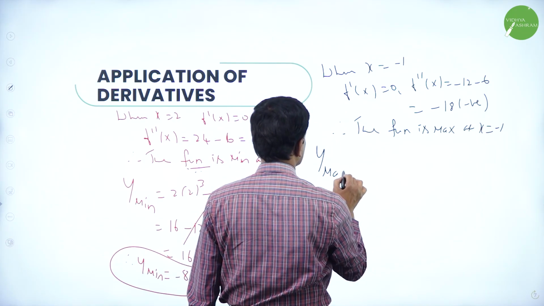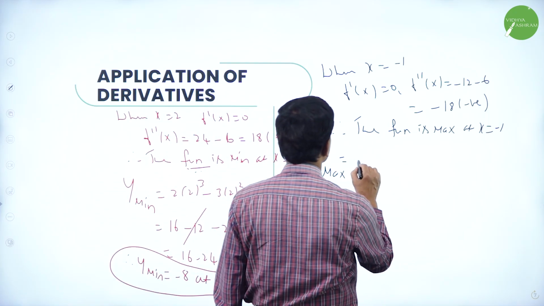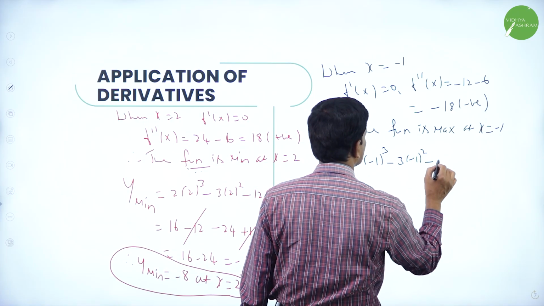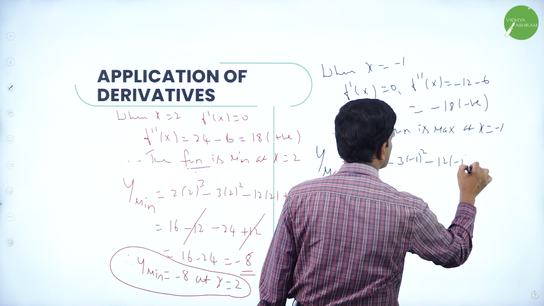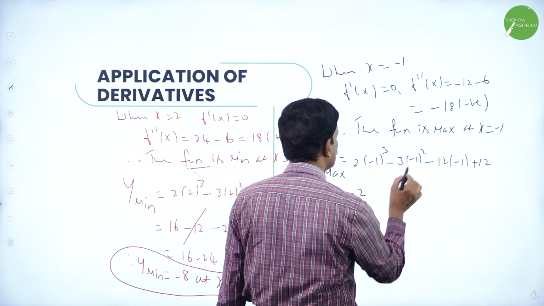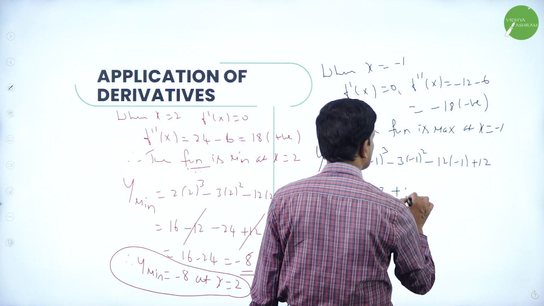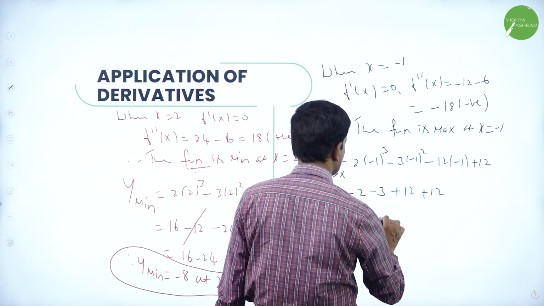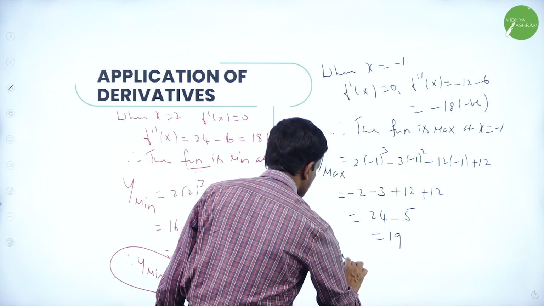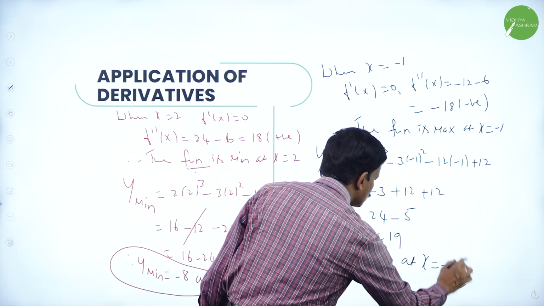So, therefore, y maximum is equal to, put x is equal to minus 1 in equation number 1. 2 into minus 1 whole cube minus 3 into minus 1 whole square minus 12 into minus 1 plus 12. So, minus 1 whole cube is minus 1 into 2 is minus 2. Minus 1 square is plus 1, plus into minus 3 is minus 3. Minus into minus is plus 12, plus 12. So, this is 24 minus 5, that's equal to 19. So, therefore, y maximum is equal to 19 at x is equal to minus 1.